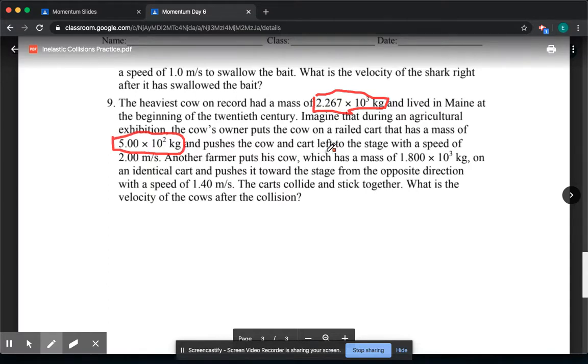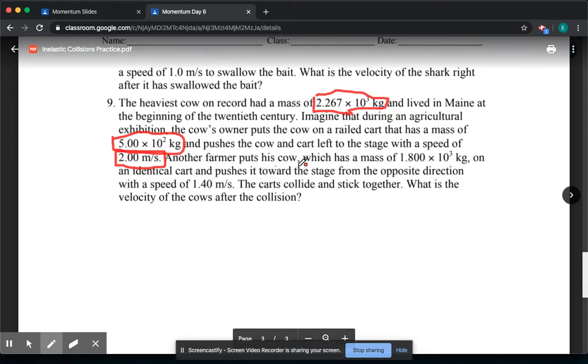And pushes the cow to the left with a speed of 2 meters per second. Okay, so this is also important. Note the direction. It says the cow is going where? The cow and the cart are going to the left. We call left negative, so this would be a -2.